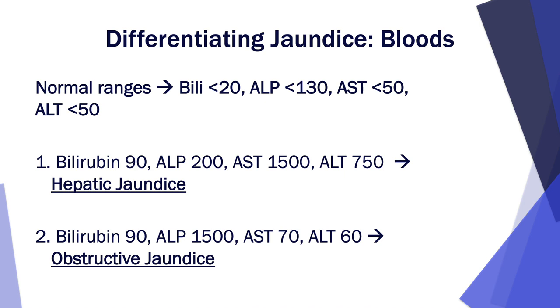Hopefully you got that number 1 is a hepatic jaundice. We have a raised bilirubin, and if you look at the rest of the LFTs, we have a markedly raised AST and ALT with only a slightly raised ALP. Whereas number 2 is an obstructive jaundice, and there you have the markedly raised ALP with a slightly raised AST and ALT.